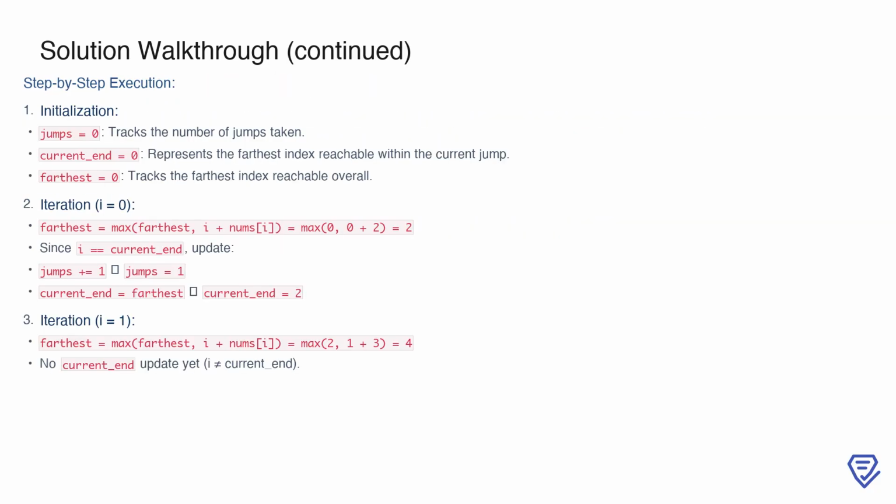To solve this, we initialize 3 variables: jumps to track the number of jumps taken, current_n to represent the farthest index we can reach with the current jump, and farthest to track the farthest index we can reach overall.